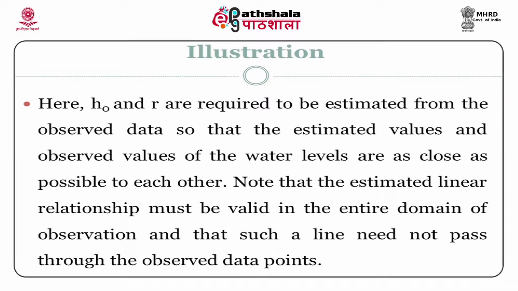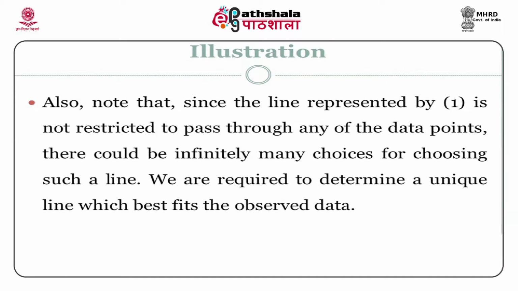Note that the estimated linear relationship must be valid in the entire domain of observation, and that such a line need not pass through the observed data points, as we no longer rely 100% on the observed data points. So therefore, we don't want that line to pass through the observed data points. Also note that since the line represented by (1) is not restricted to pass through any of the data points, there could be infinitely many choices for such a line. So we are required to determine a unique line which best fits the observed data, which gives us estimates very close to the observed data.